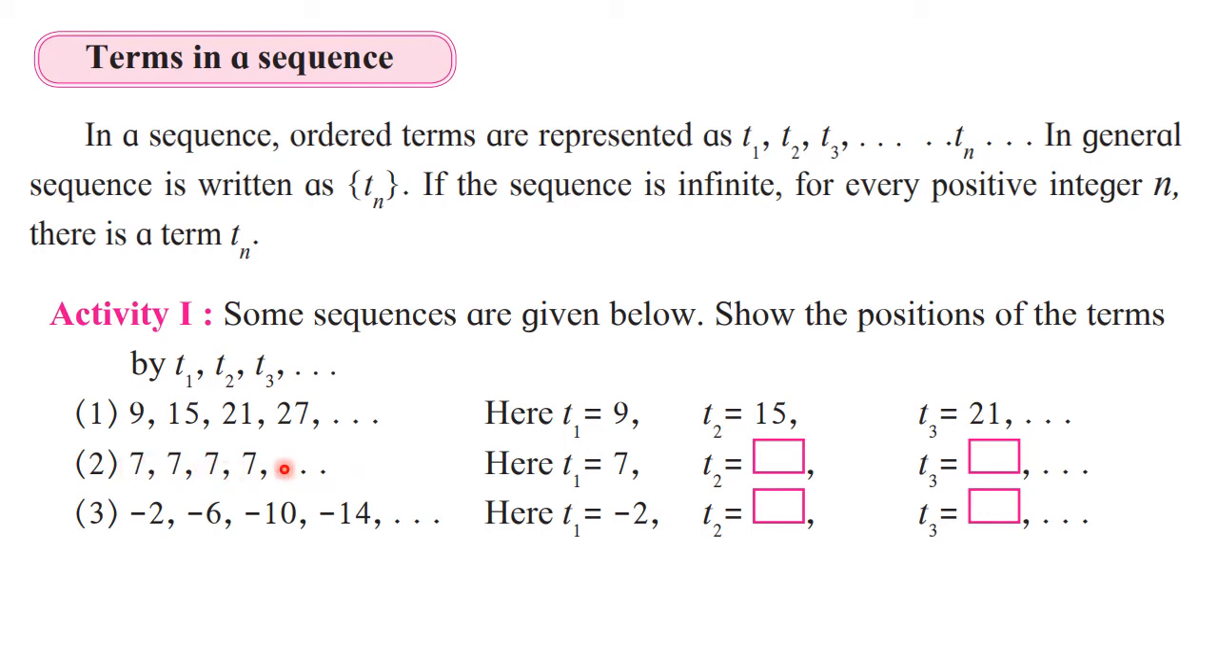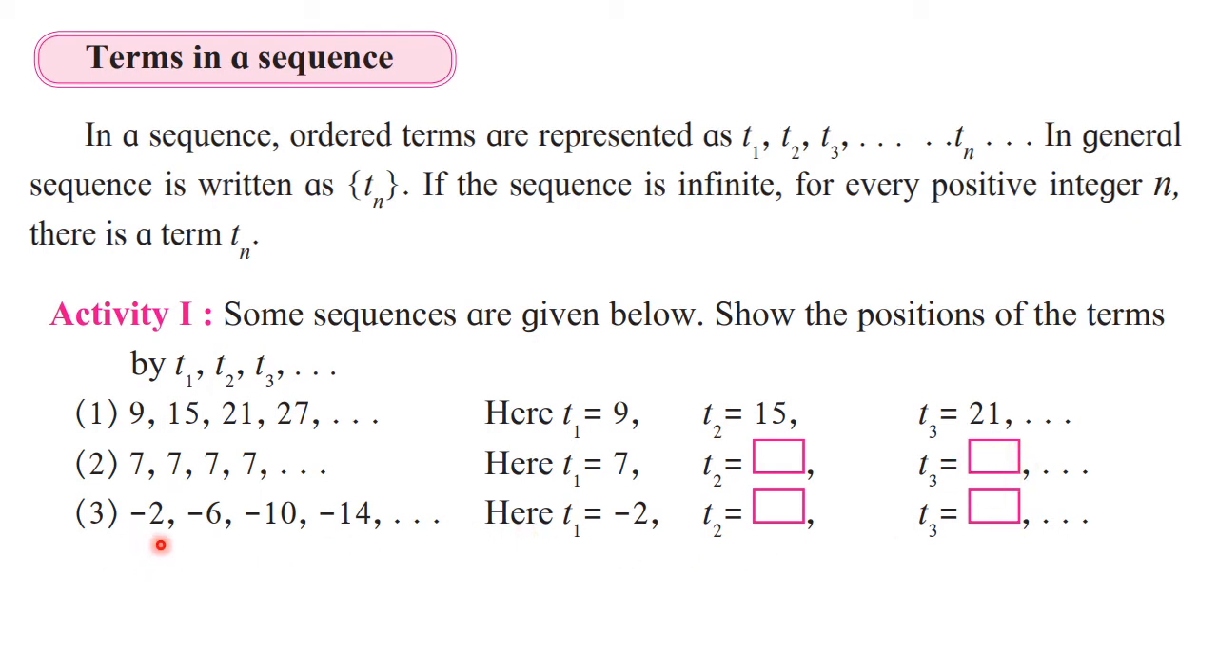Now in the second sequence, see, all the terms are constant. 7, 7, 7, 7. Such a sequence is called a constant sequence. Here we can add 0 to every term. See, 7 plus 0 is 7. So everywhere 0 is added. Like here 6 is added, you can say that here 0 is added. So here T1 is 7, T2 is also 7, T3 is also 7. Okay, so write down 7 here in both the places. That first term is 7, second term is also 7, and third term also is 7.